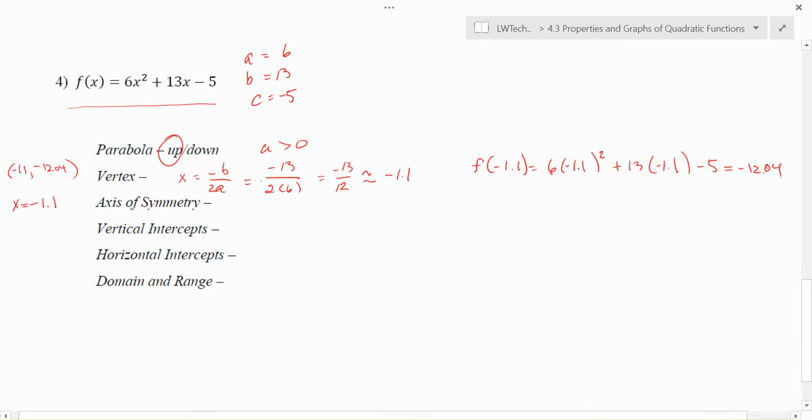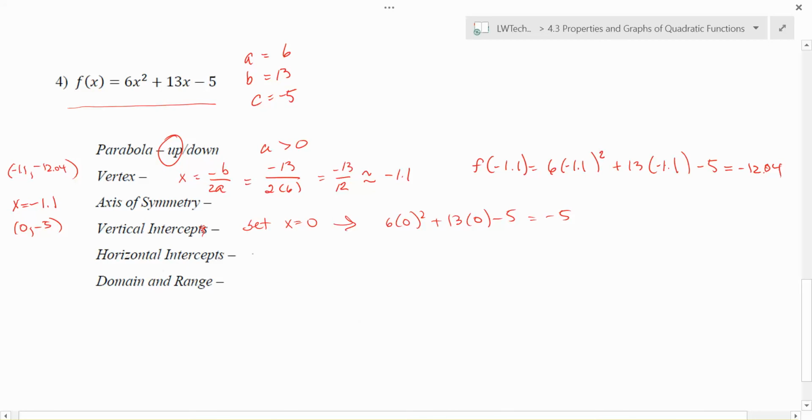The next piece that we want to look at is the vertical intercepts, and again, just really one vertical intercept. So we're going to put 0 in for x, and when we do that, we end up with our function value 0 plus 0 minus 5, negative 5. So my vertical intercept is going to happen at the point 0, negative 5.